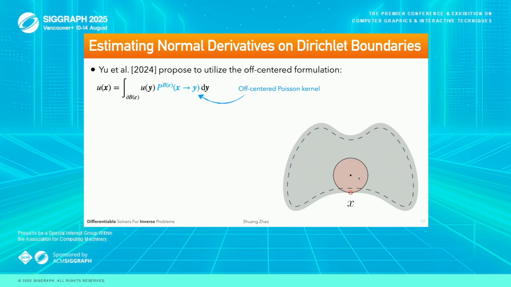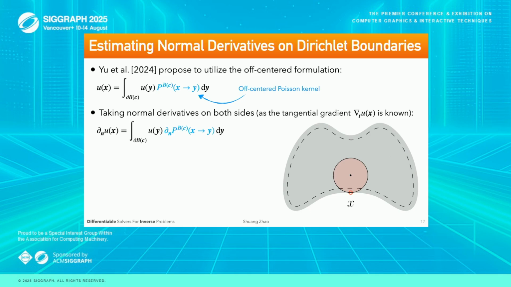So fortunately, this kernel has closed forms, or at least can be approximated using closed forms. And the idea here is that if we want to take the normal derivative, we can actually estimate the normal derivative of the off-centered Poisson kernel. Of course, this is with respect to x moving along the normal, so that's how it's defined. So we can estimate this normal derivative based on this off-centered formulation. Something like this.